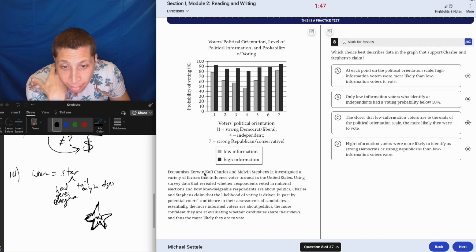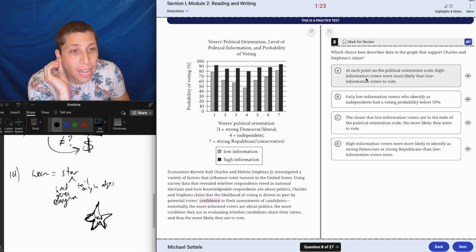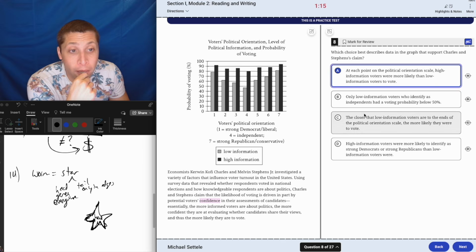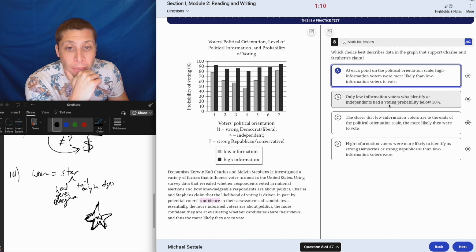Charles and Stevens claim. Okay, then investigate a variety of factors influence voter turnout using survey data about politics. Claim that the likelihood of voting is driven in part by potential voters' confidence in their assessment of candidates. Voters' confidence. Essentially, the more informed voters are about politics, the more confident they are at evaluating whether candidates share their views. So, okay, voters political and okay, low information, high information. So, support. At each point on the political scale, high information voters were more likely than low information voters to vote. That is true. Okay, so for lack of anything better, that seems to work. Only low information voters who identify as independents had a voting probability of below 50%.